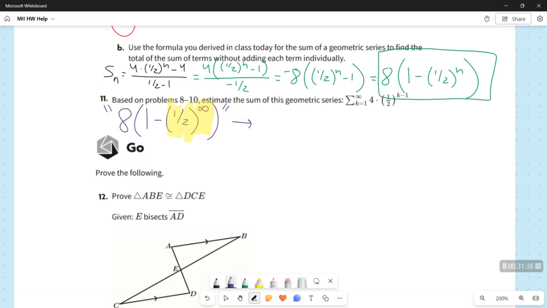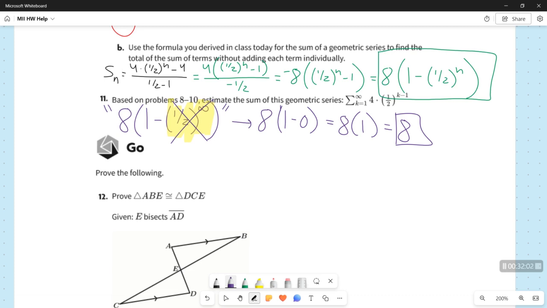if you were to somehow magically plug in infinity, which again we can't do, but if you could plug in infinity, this piece is actually going to go away. It's going to become 0, and you're left with just 8 times 1. 8 times 1 minus 0, which is 8 times 1, which is 8.